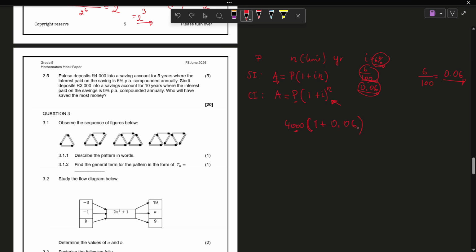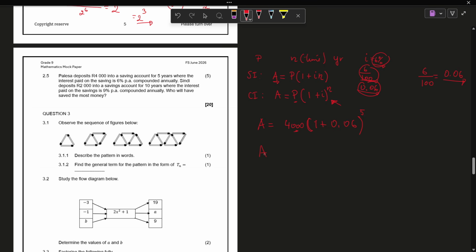We close the bracket. And then it says after how long? 5 years. So n is 5. So this is the first case. This is where Palesa deposited first. This is the first scenario. So we need to get what is the accumulated amount there.